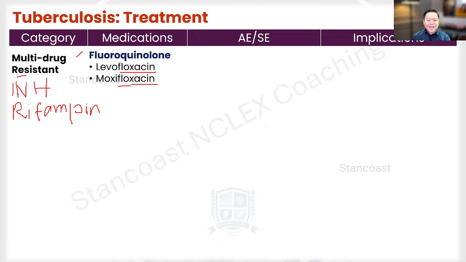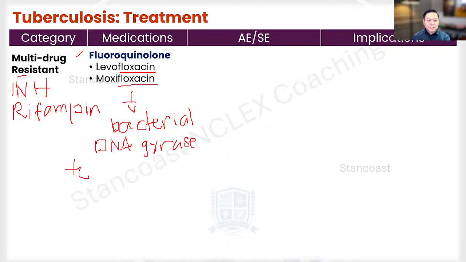We'll talk about the drug action first. So for the fluoroquinolone medication, what do they do to the bacteria? Well, it will inhibit the bacterial DNA gyrase. It will target the bacterial DNA gyrase, and also topoisomerase 4. Let me just write this down real quick. Topoisomerase 4.